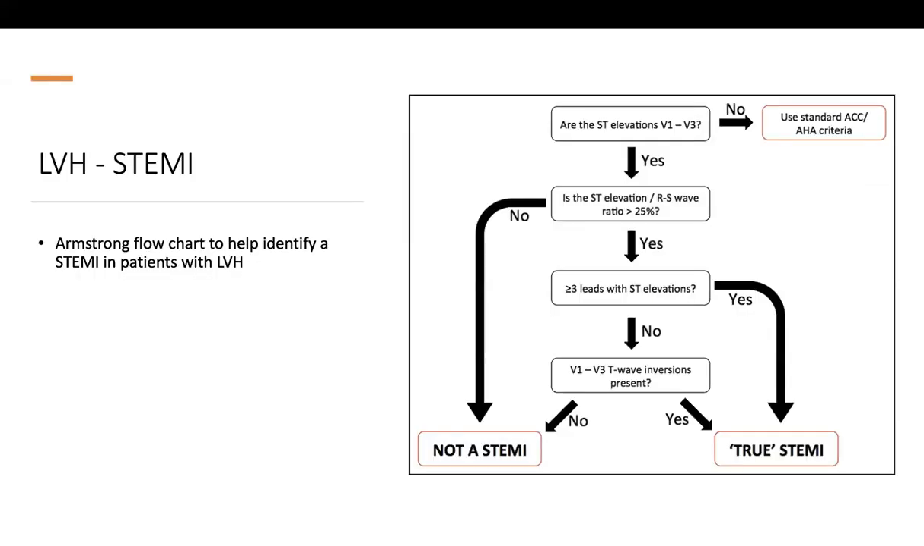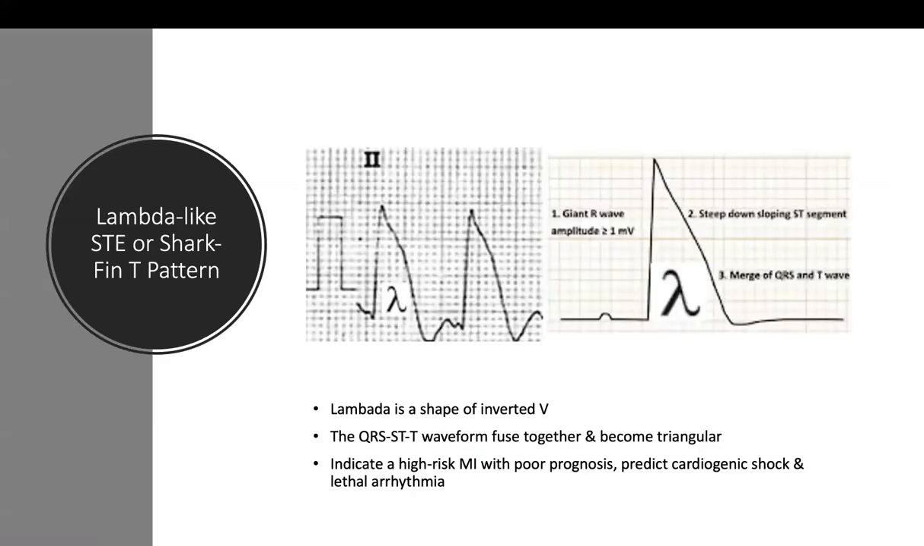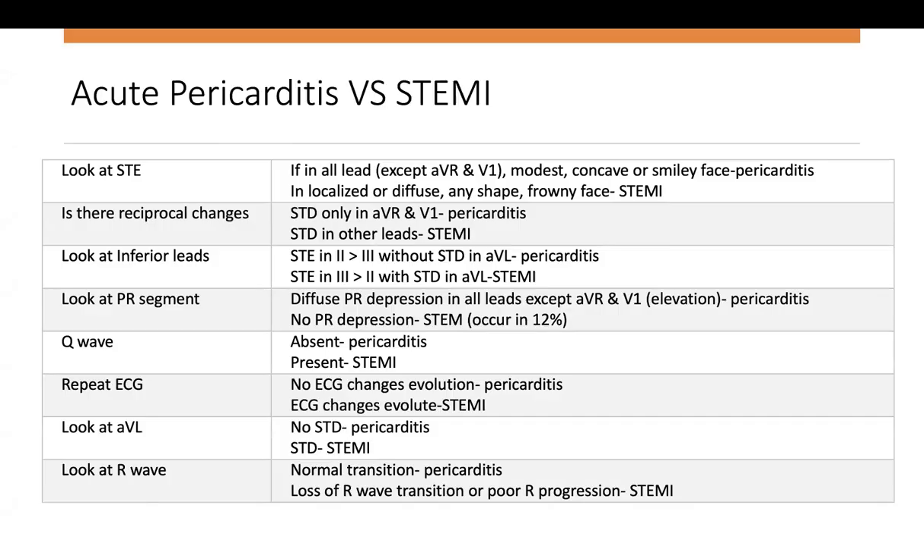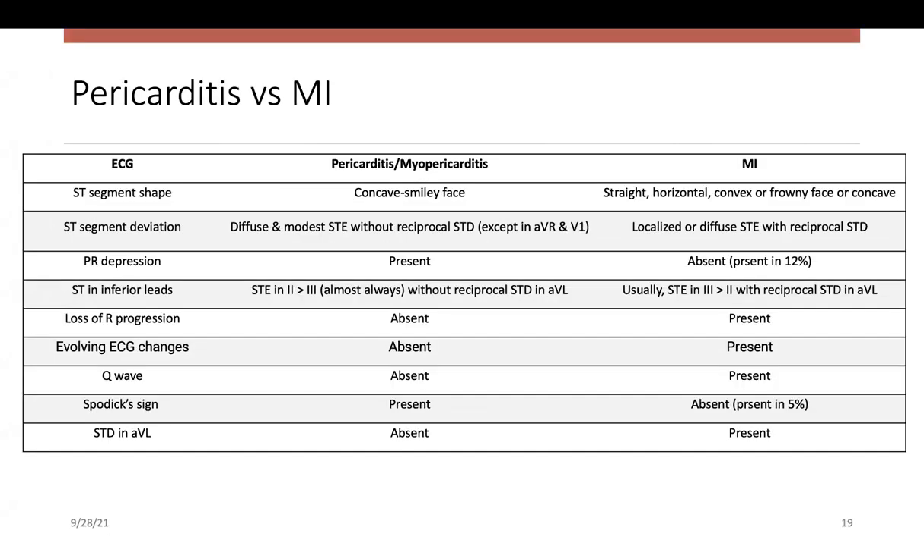Okay, for LVH, there are criteria, as we discussed previously in the algorithm, and this is the lambda shape or the shark fin ECG, which is very high risk MI. To differentiate acute pericarditis from ST elevation MI, we already discussed what to look for, including the ST segment shape, which is smiley face in myopericarditis, while it's frowny face in MI, plus PR depression. The Spodick sign, we already discussed it. And ST depression in AVL is always absent in pericarditis while it's present in MI.